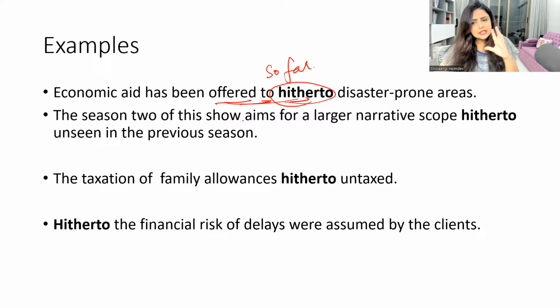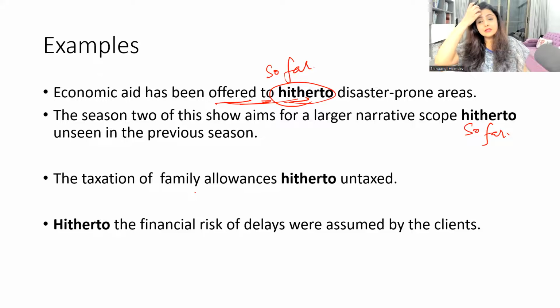The next one is a bit different. The season two of this show aims for a larger narrative scope, hitherto unseen in the previous season. Just substitute it with "so far": a larger narrative scope, so far unseen in the previous season. Which means something which has been unseen so far will now be covered in season two. That's what they're saying. Substitute it with "so far" and you will be all set and clear as to where you should use the word "hitherto".